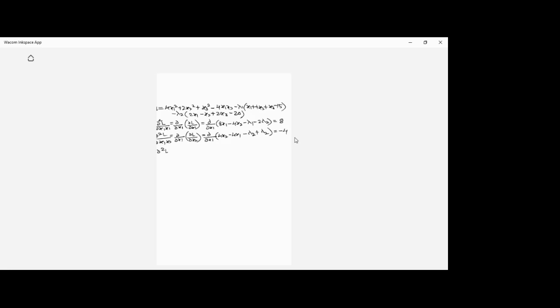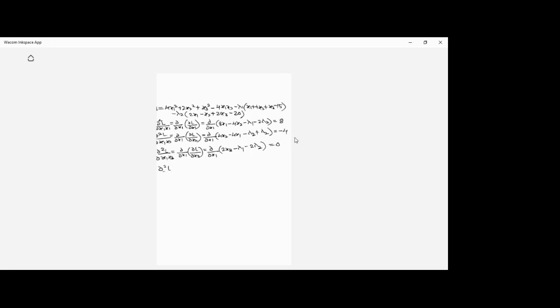Similarly, we can find the second partial of L with respect to x1 x3, which is partial upon partial x1 of partial L upon partial x3. With respect to x3, the value will be twice x3 minus lambda 1 minus 2 lambda 2. If we differentiate with respect to x1, the value will come as 0 only. Similarly, we can move ahead.